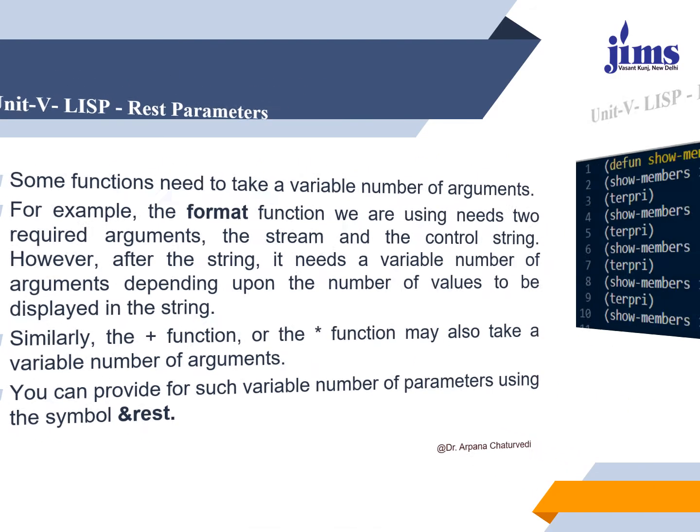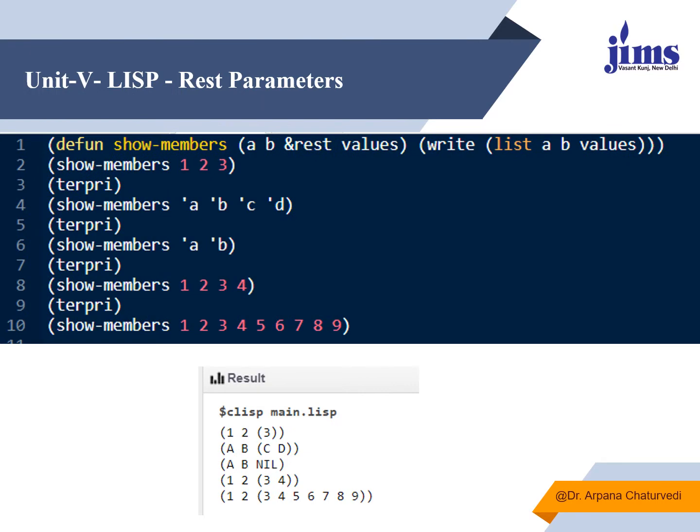Here you can see what I have done. I am having one function show members defined using the defun macro. Within this I have mentioned three parameters. A and B are mandatory, and &rest is mentioning all the rest of the arguments I'll be passing over there. It can be in any number.